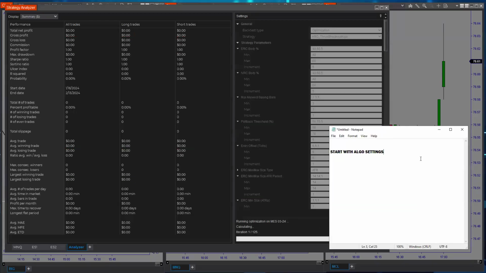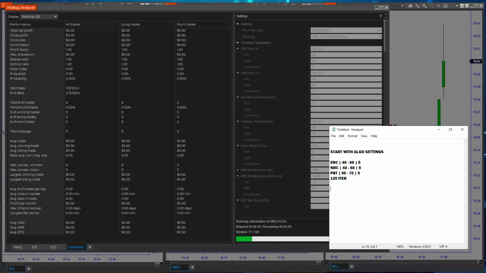What I like to do when I'm running optimizations is take note of what optimizations I'm actually running. ERC was 40 to 60 by fives. NRC, 40 to 60 by fives. What else did I run? I ran the pullback threshold, I'm just going to abbreviate it, 50 to 70 by 5. That's it for the first test, and that got me 125 iterations. Cool.